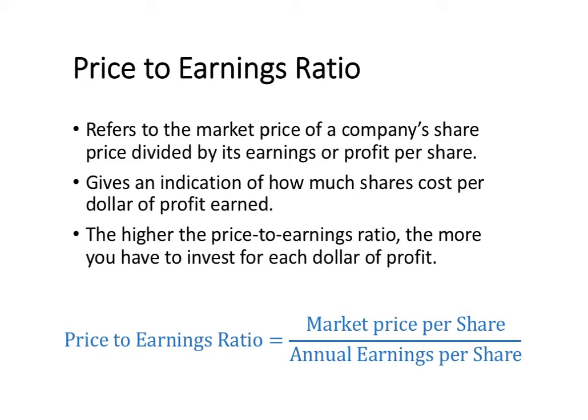So to calculate the price to earnings ratio, you take the market price per share and divide it by the annual earnings per share for that company. That will give you a ratio amount of how much you need to spend to earn $1 of profit in that company. So let's have a look at some examples involving the price to earnings ratio.